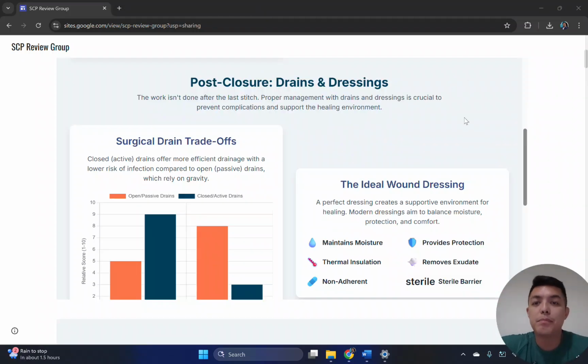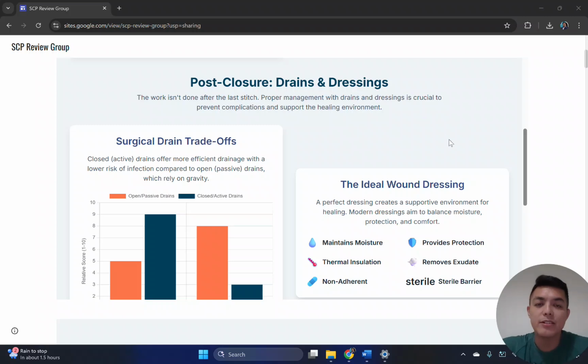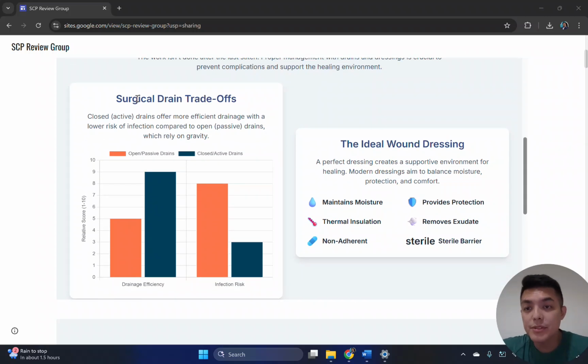Next will be post closure. Of course, there will be drains and dressings. Now, the work isn't done after the last stitch. Proper management with drains and dressings is crucial to prevent complications and support the healing environment. So, surgical drain trade-offs.